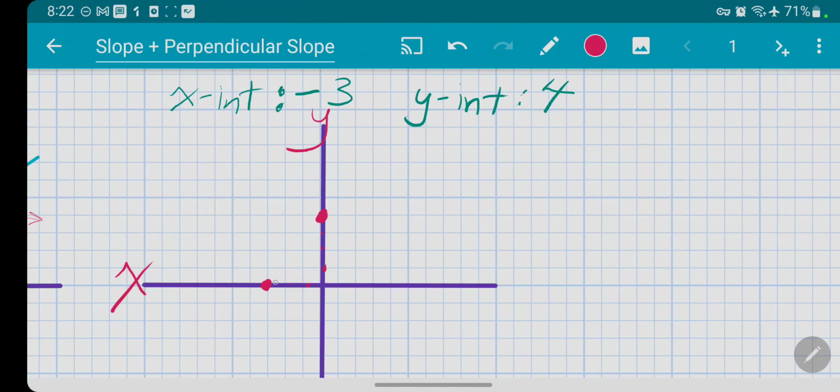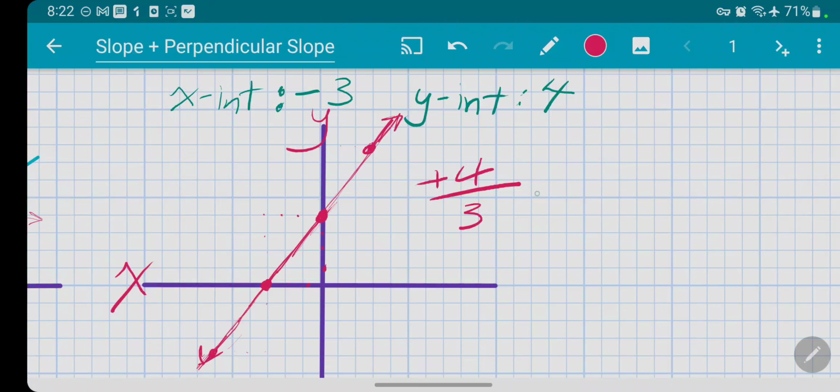And then you mark, well, you count out the slope. 1, 2, 3, 4, 1, 2, 3. Then 1, 2, 3, 4, 1, 2, 3. Backward or down 1, 2, 3, 4, backwards 1, 2, 3, and there we go. Then here's our line. Okay, that was up 4 over 3. That's our slope.